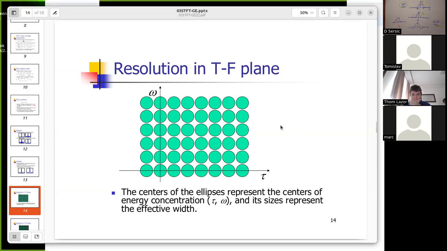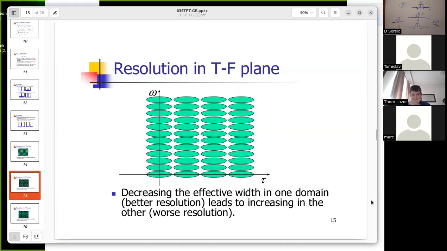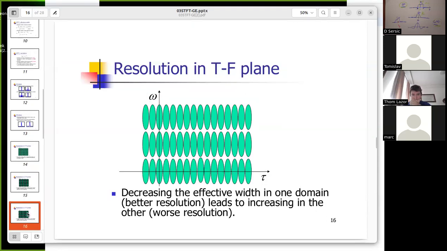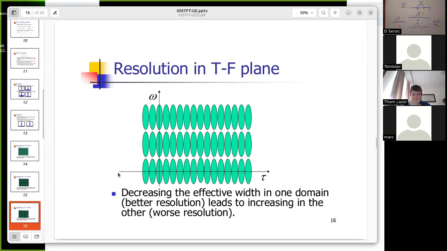If we need better resolution in the frequency domain, the consequence will be worse resolution in the time domain, and vice versa. If we need better resolution in the time domain, things will get worse in the frequency domain. It's given by the Heisenberg principle of uncertainty, and that is a fact of life for the short time Fourier transform. How does it look?